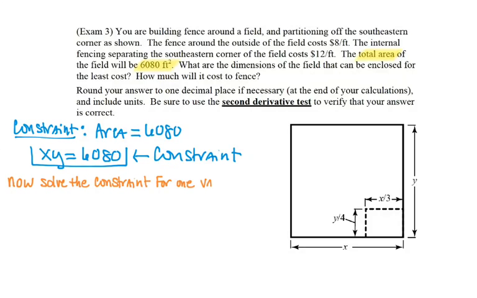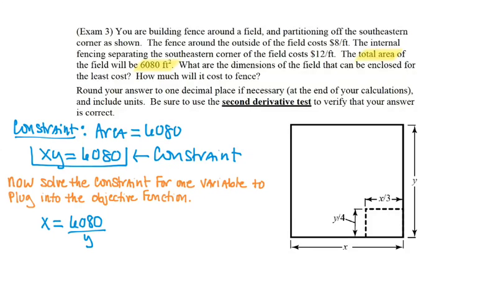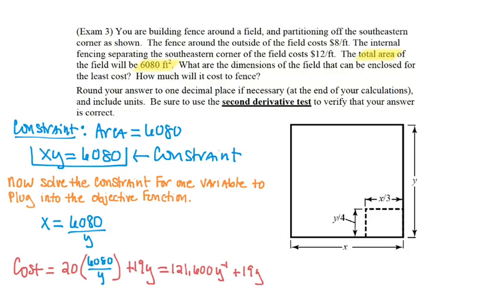Now we need to solve this constraint for one variable so that we can plug it into the objective function. Taking xy equals 6080 and solving for x, I divide both sides by y and get x equals 6080 over y, and I can plug this into my cost function where x was, multiplying and rewriting the y variable with a negative exponent from the denominator. I've got my cost function, and I'm ready to minimize this function.